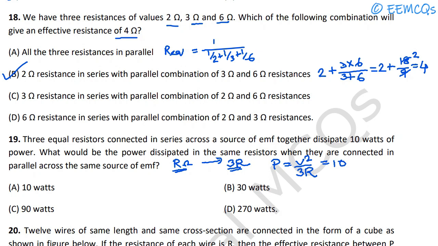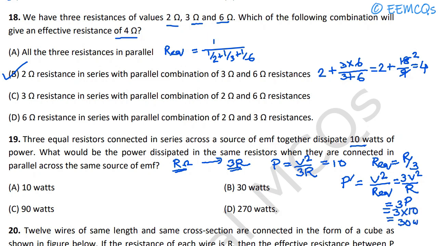Okay. Now what would be the power dissipated in the same resistor when they are connected in parallel across the same source of EMF? If these resistors are connected in parallel, then Req would have been R by 3. So in that case, P dash will be V square by Req. This will be equal to 3 V square by R. So definitely this will be equal to 3P, and P given here to be as 10 watts. So 3 into 10 will give you 30 watts. Okay. So option B here is the correct answer.